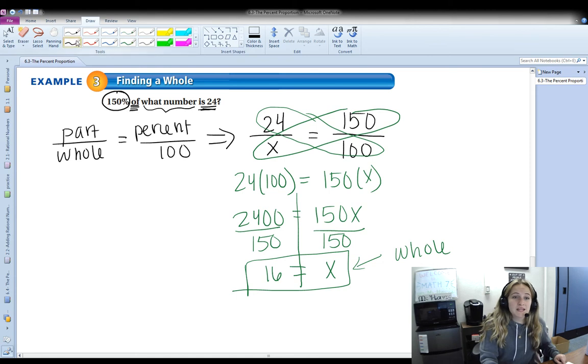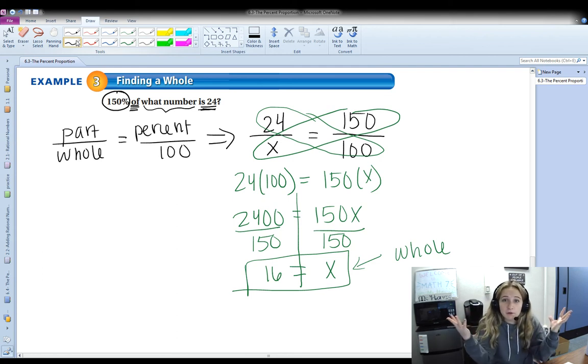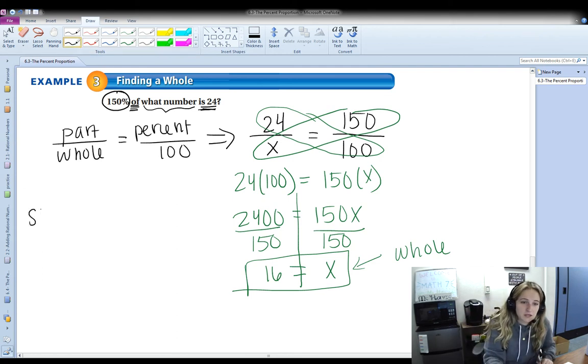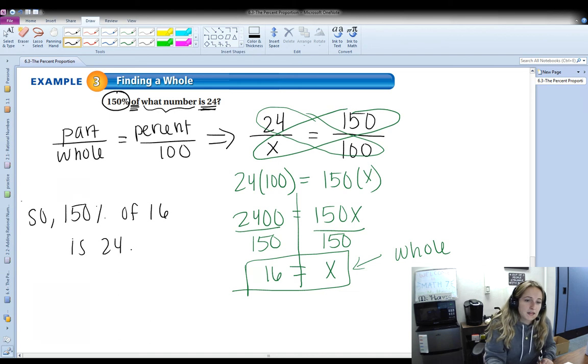So let's write the sentence. It says 150% of what number is 24? Well, now we know what the number is, so let's write our sentence using it. So 150% of 16 is 24. And that is our answer.